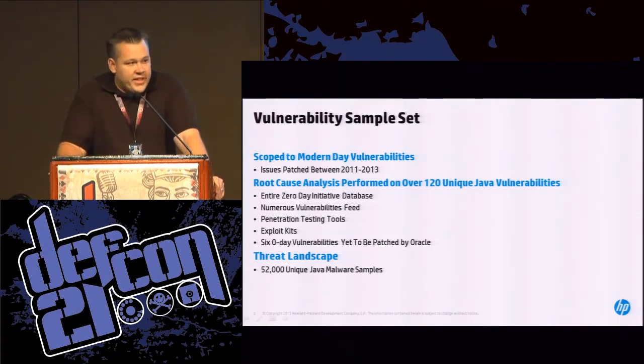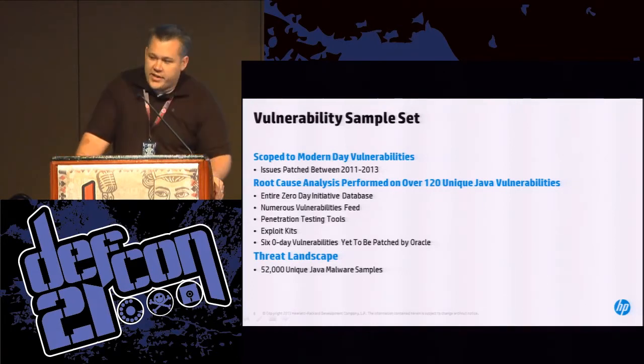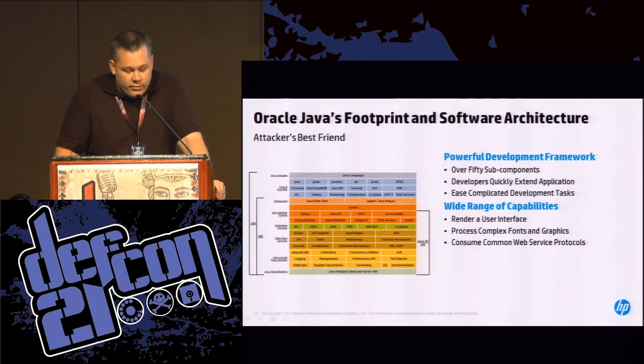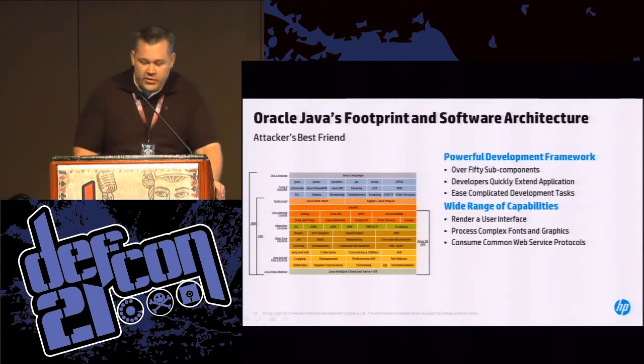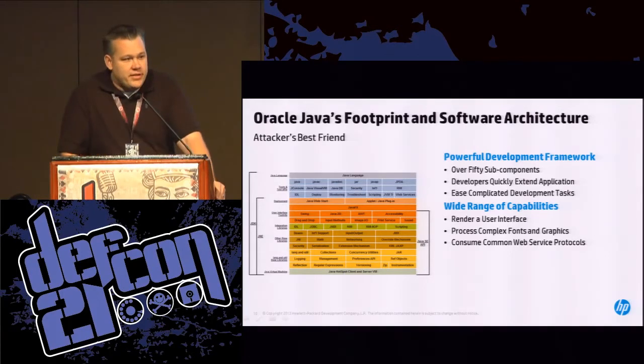When we looked at the threat landscape, we worked with Reversing Labs, and they provided graphics. The library subcomponent, the actual lang and util components, provide the basic functionality for almost every application that's out there. So there is a wide range of capabilities, and it allows developers to quickly implement complicated tasks and deploy applications quickly. Kind of write once, run everywhere.